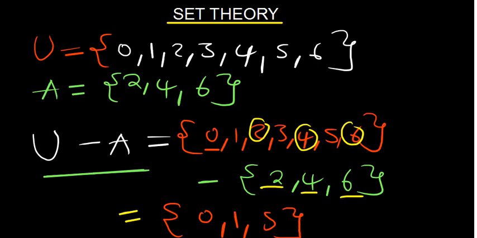Okay, so now the question is, what about if we talked about A complement? What elements are outside A? So I think there was one element that was left, 3. Okay, thank you, I've seen it. Then for A complement, what are we going to have?